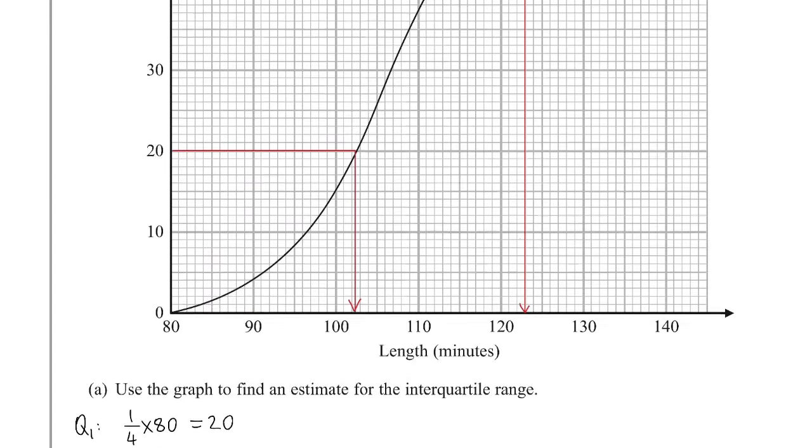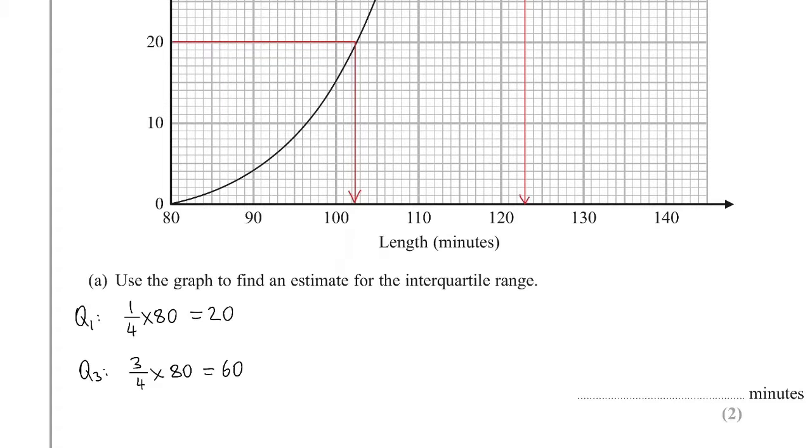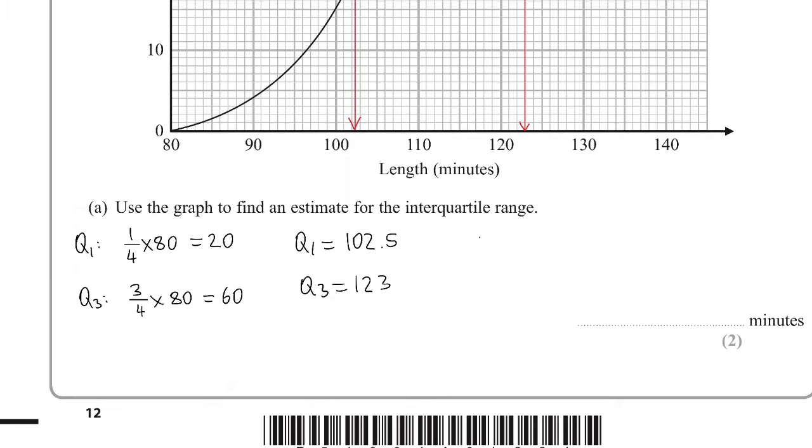So it's easy to see that Q1 is 102 to 103, maybe we could say 102.5, and Q3 is 123. So if you just do the difference of these two, you'll be getting the interquartile range. So 123 minus 102.5, which is 20.5 minutes.